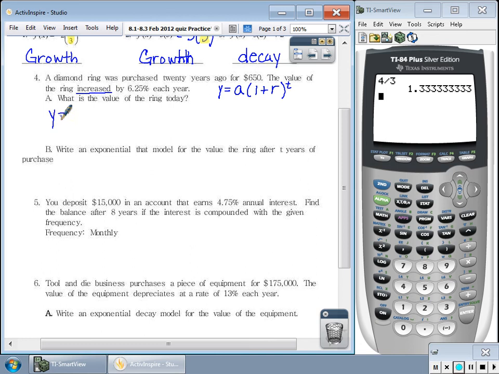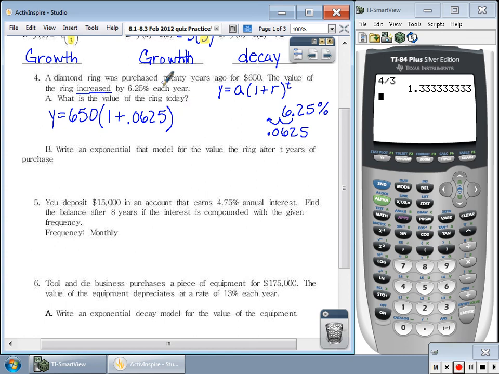Well, y is equal, it began its value at 650, so I'm plugging 650 in for the a, times 1 plus the rate, in this case 6.25%. Now 6.25% expressed as a decimal, we're going to move the decimal place one time, 2 times, right there. So we're going to have 0.0625, and then raised to the t power.